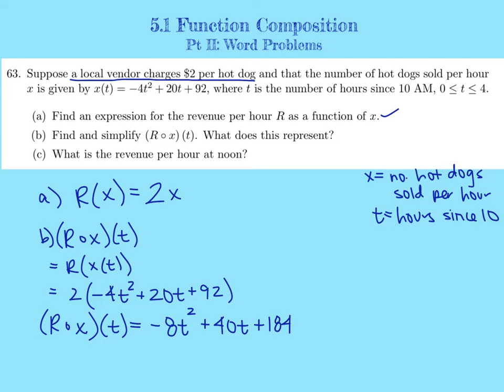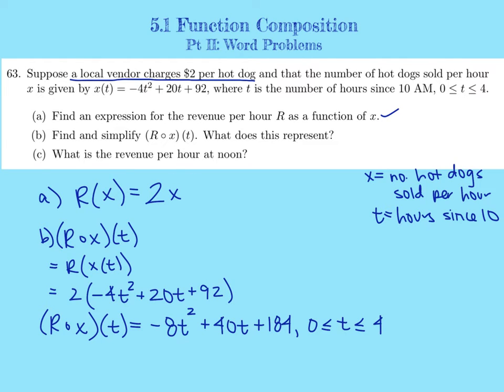We do have to be sure that we put our domain for T on here, since now we're in terms of T, and we do always have to be careful about our domain. We're given this domain. Now, what does this represent? This represents the revenue, R, now as a function of hours, as a function of time, rather than as a function of number of hot dogs sold.